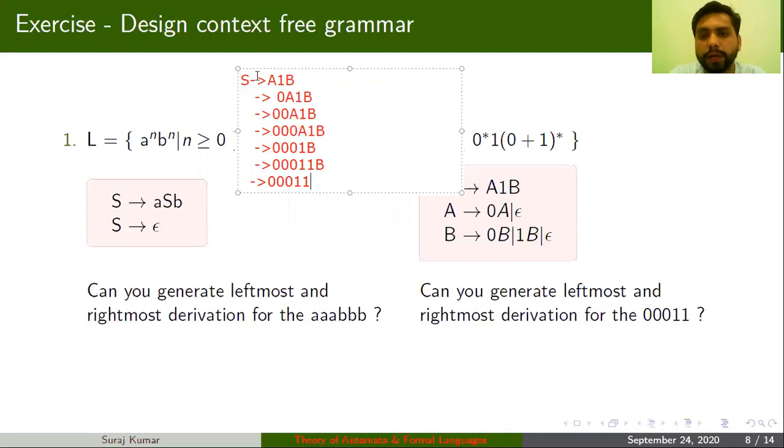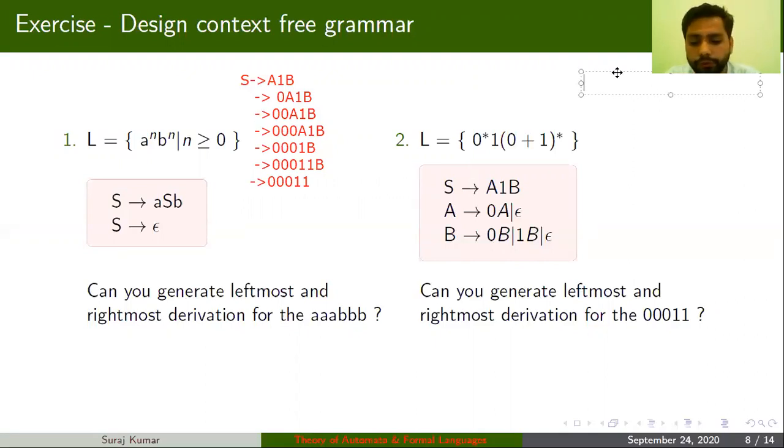leftmost derivation. Now how can you write the rightmost derivation? Let me tell you here. You will always start from the starting variable, and the rule corresponding to the starting variable is A1B. Now if you are following the rightmost derivation, you will always replace your rightmost variable. So your single one has been generated. Now you want to generate this other one. So both of the ones have been generated, and now I can replace this B with epsilon.